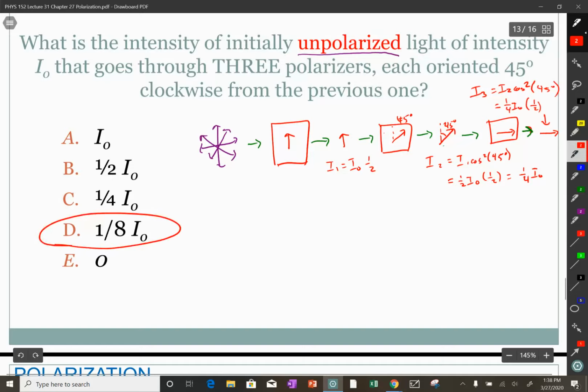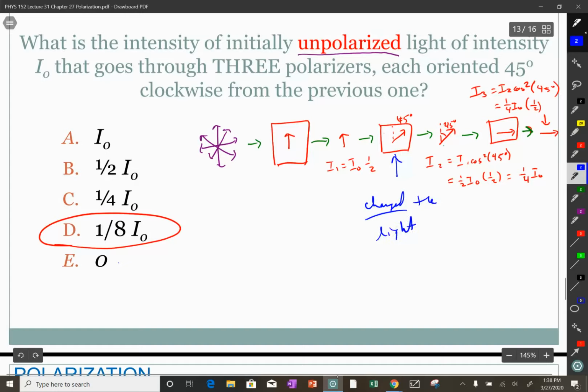Now, you might have asked, why is he wasting all this time? You might have said 0, because we started with a vertical polarizer and we ended with a horizontal polarizer. Those are perpendicular to each other. So why is the answer not 0? The reason is this polarizer in the middle fundamentally changed the light.